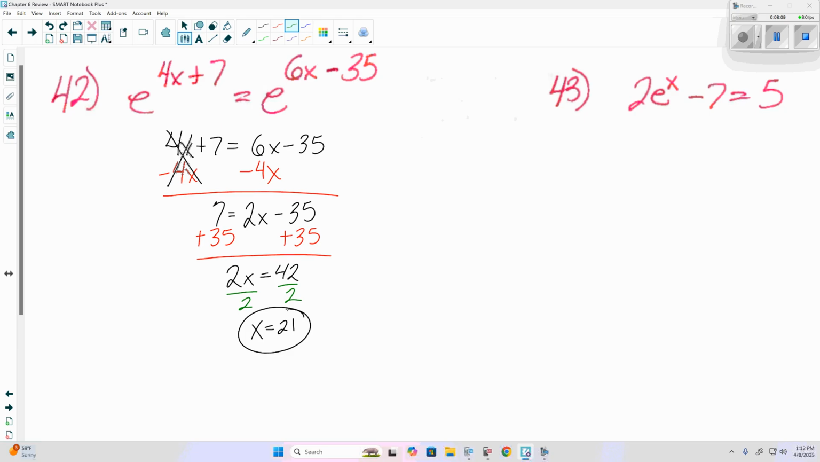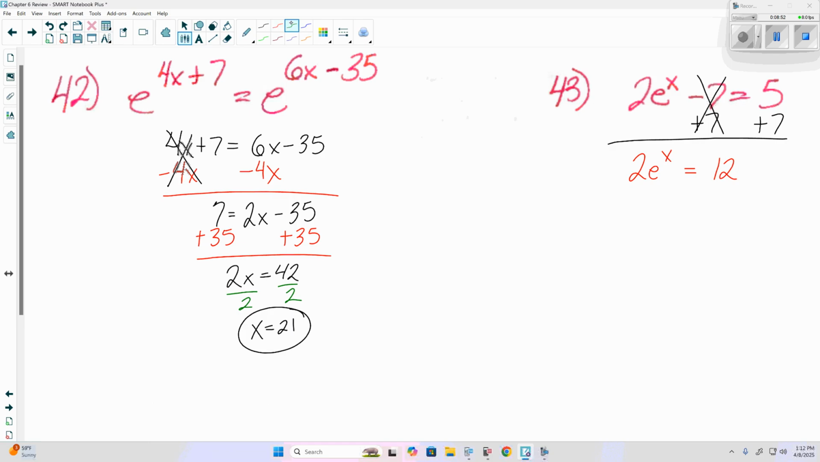Feel good with these here? Let's look at 43. There's no way to get the bases to be the same, because if they were, we would need 2 e's just like the last one. So since the bases aren't the same, we need one term on either side. We need the base with the variable and the exponent on one side, everything else on the other. So the first thing we can do to get this e to the x by itself is to add 7, because the -7 plus 7 would be 0, leaving us with 2e to the x equals 12.